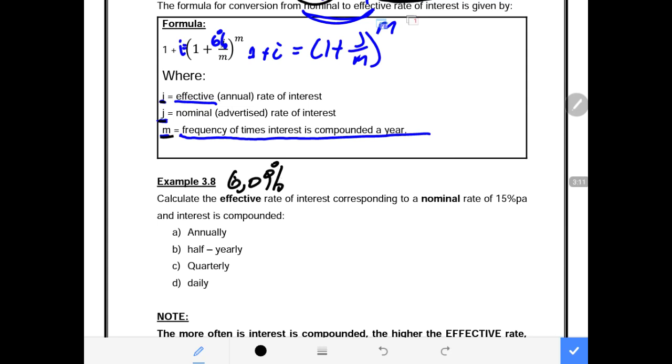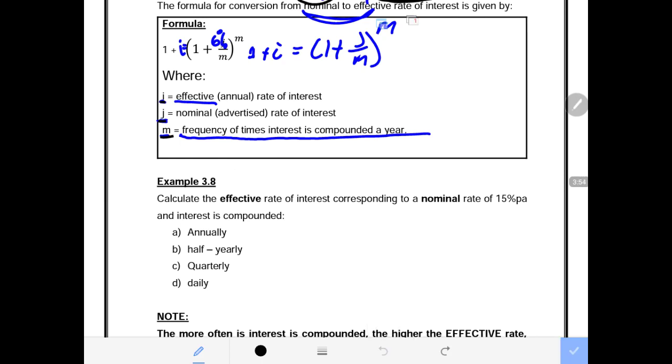In other words, they require us to calculate that 6.09 rate of interest corresponding to the nominal rate of interest of 15%. Remember, previously the nominal was 6%. So now we are moving from 6%, which is the nominal, the advertised, and we are calculating the effective rate of interest that is earned. That is exactly what this question means. We are moving from the advertised nominal into the effective, which is the one that we have earned on the investment. Then now it says 15% per annum and interest is compounded how many times? That is where we're going.